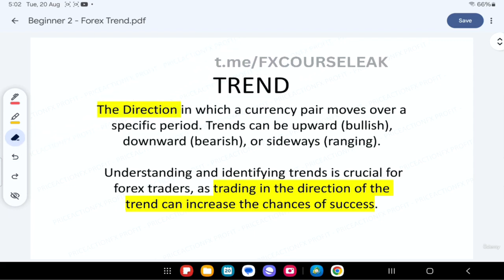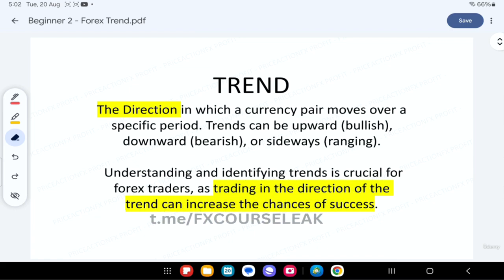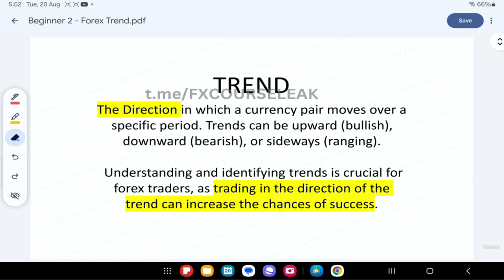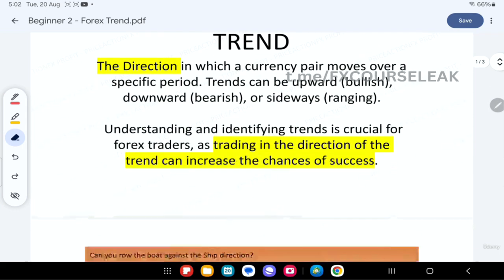And what about sideways? Usually during sideways, we don't recommend you to trade because there's no clear direction. You wouldn't know if it will be going up next or going down next. So don't trade during sideways. Let's go to the next slide.